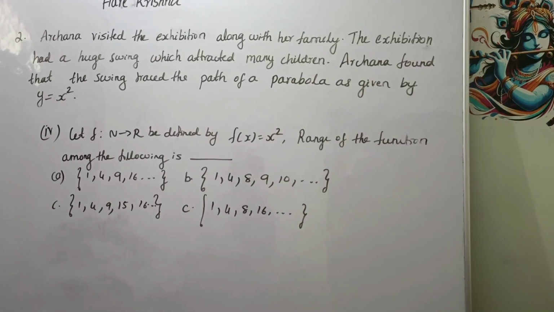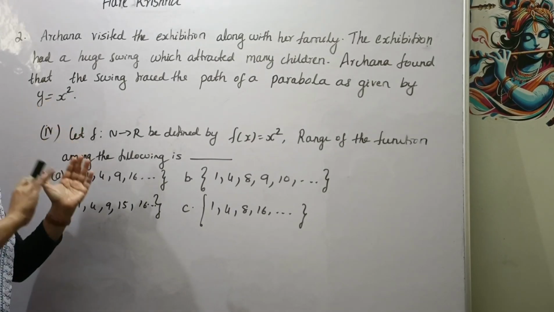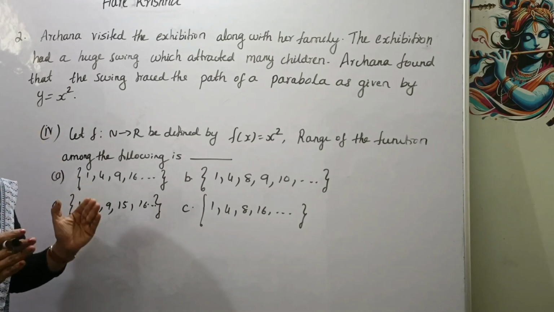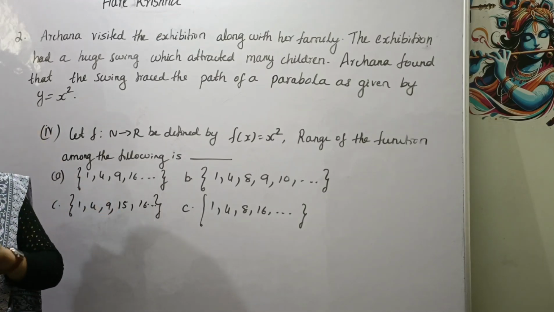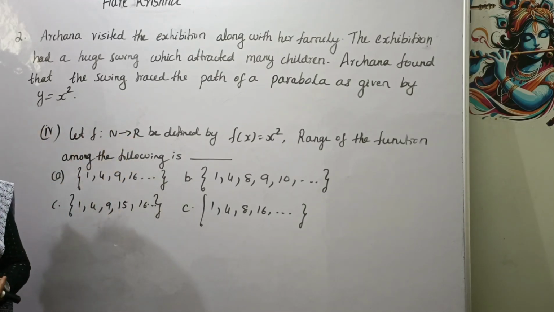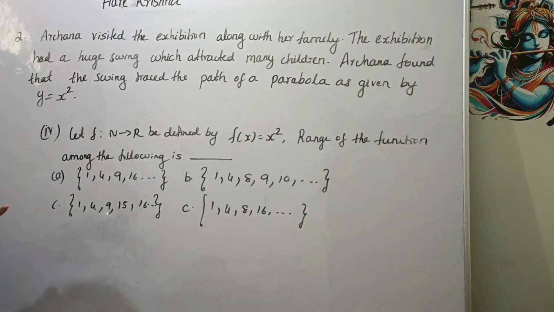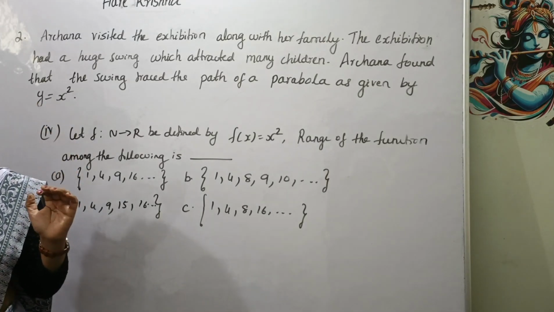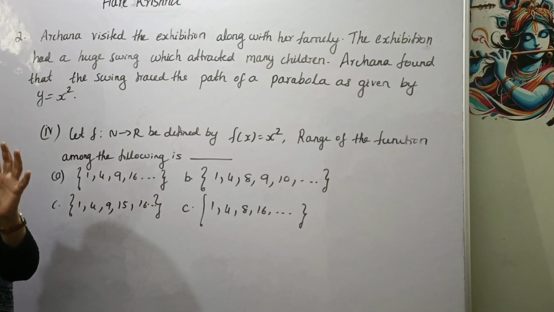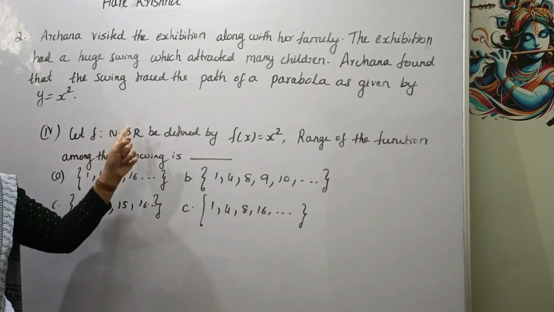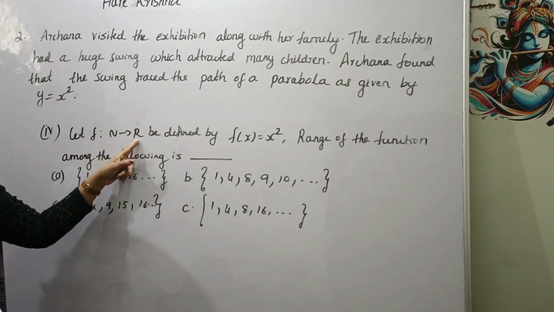Next question. Let f from N to R be defined by f of x is equal to x square. The range of the function among the following is dash. Very simple. See, here the given function is N to R. The domain is the set of natural numbers and the codomain is the set of real numbers. Okay. So, here we have to find the range. That means all the elements of the range belong to R, that is, the codomain.